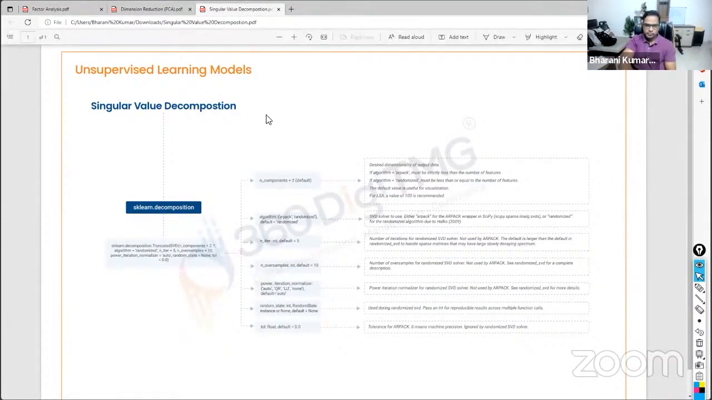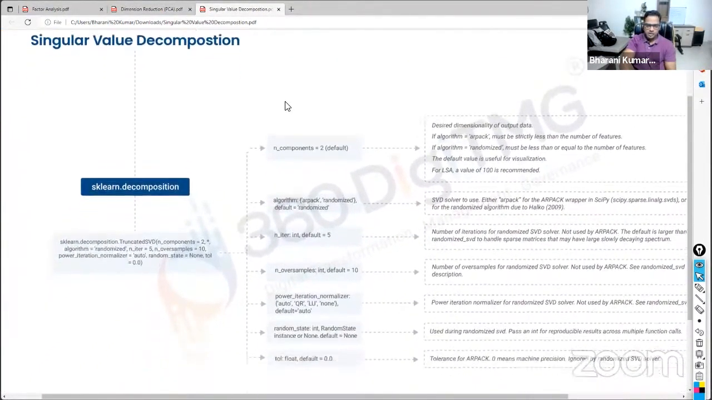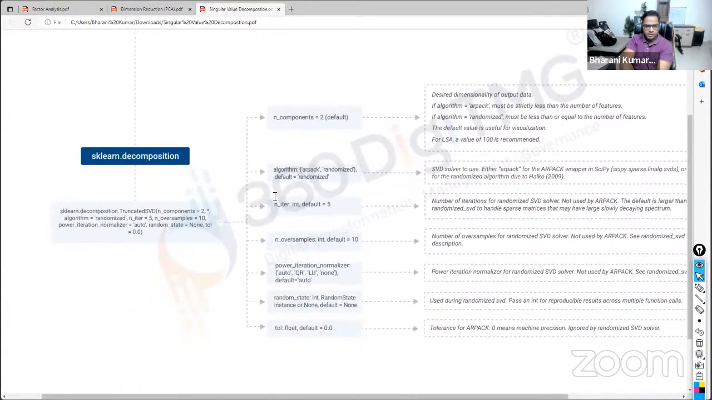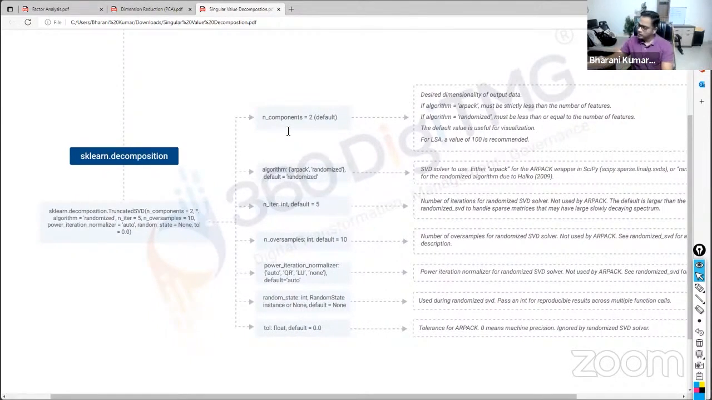Here also, we have a bunch of hyperparameters which exist. Number of iterations, number of oversamples, right? Tolerance level, algorithm, number of components. While we have umpteen hyperparameters, it's humanly not possible to remember each and every one. However, the most important hyperparameters one has to remember. And if you ask me what is the single most important hyperparameter, both with respect to PCA and SVD, I would say it'll be number of components.